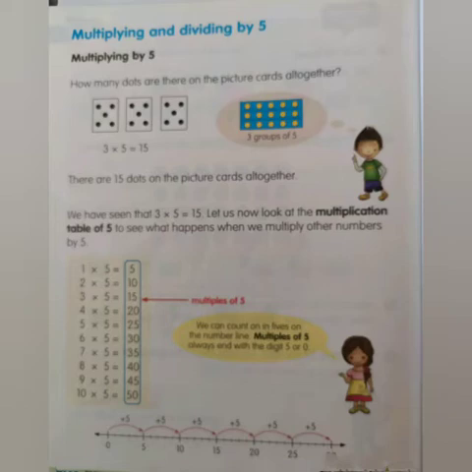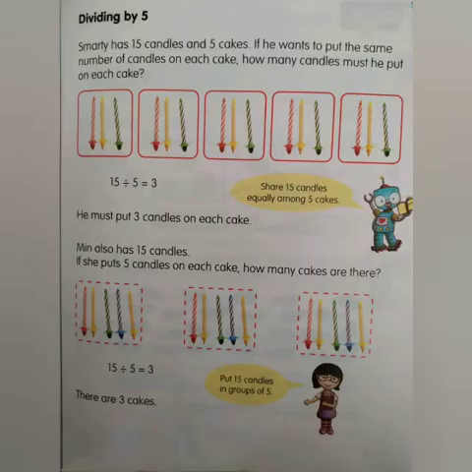Now, we've seen that 3 times 5 is 15. Let us look at the multiplication table of 5 to see what happens when we multiply other numbers. We can count on in 5 just like we did at the start of the lesson. Now let's look at dividing by 5 and we can link them both together.